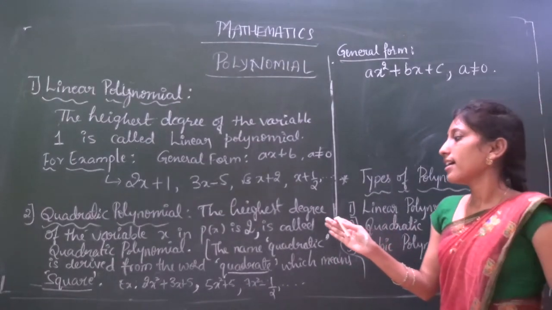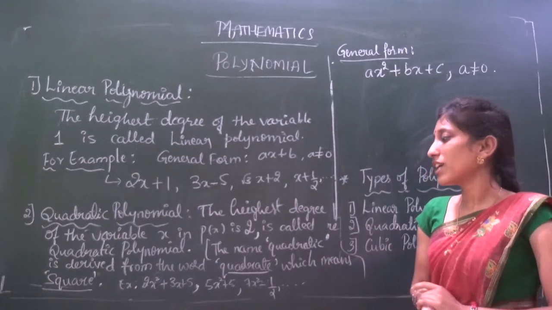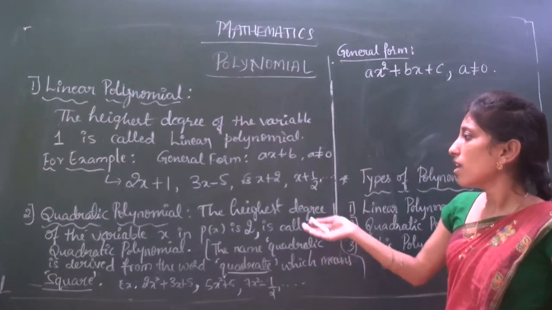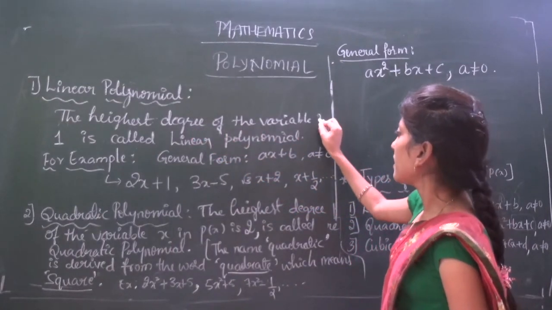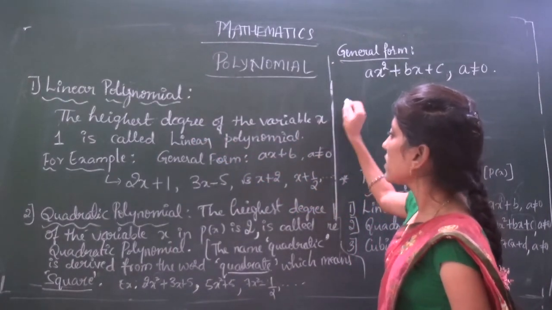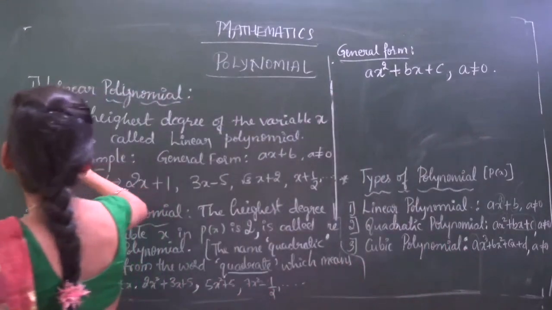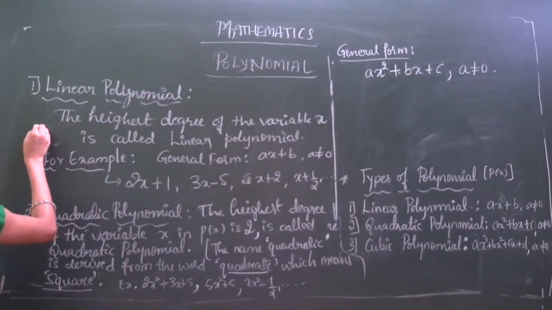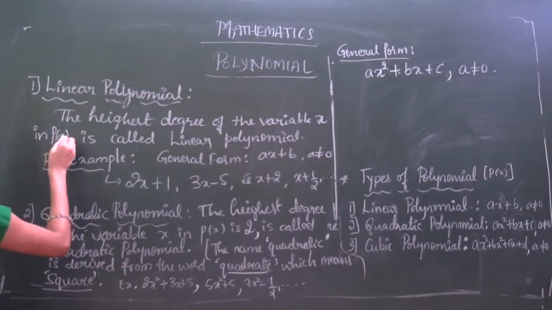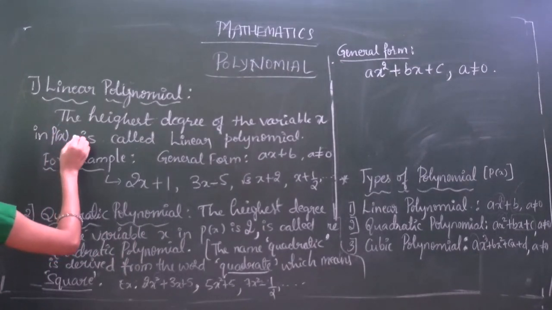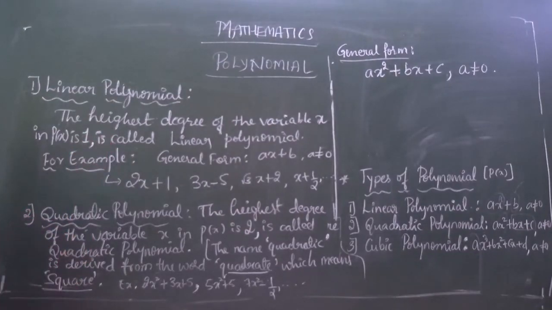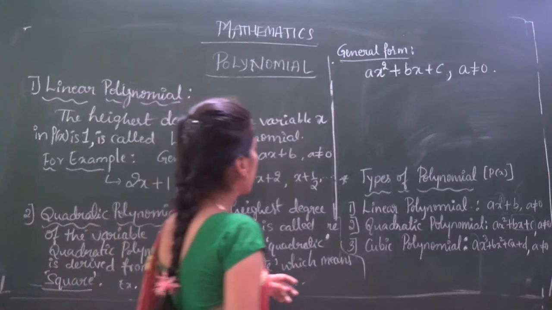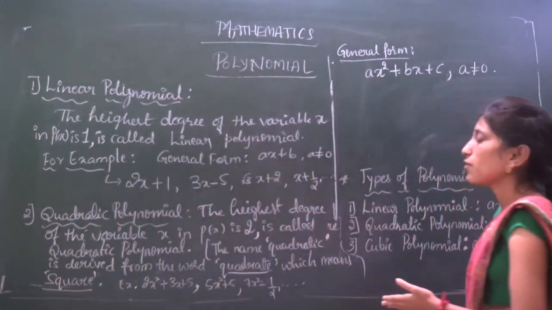That is the highest degree of the variable x in p of x is 2. And you can write here also, the highest degree of the variable x in p of x is 1 is called linear polynomial. Because we are defining here p of x only, right?